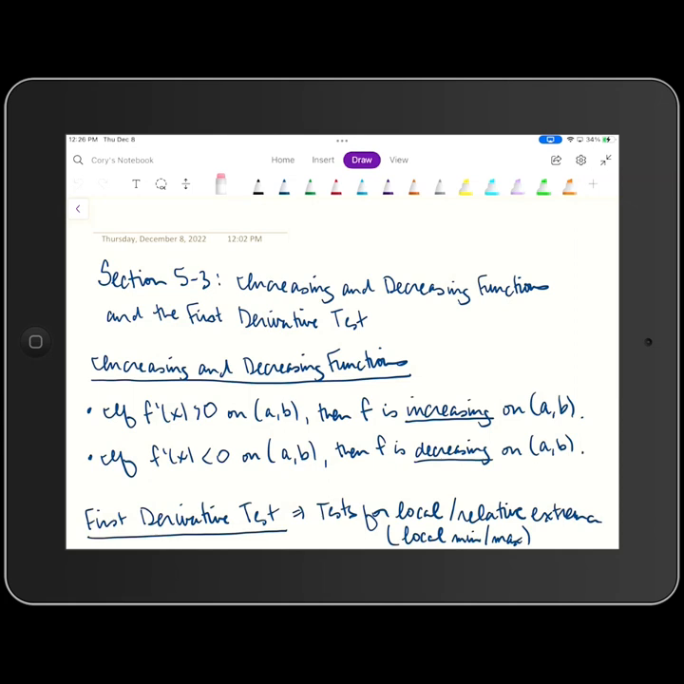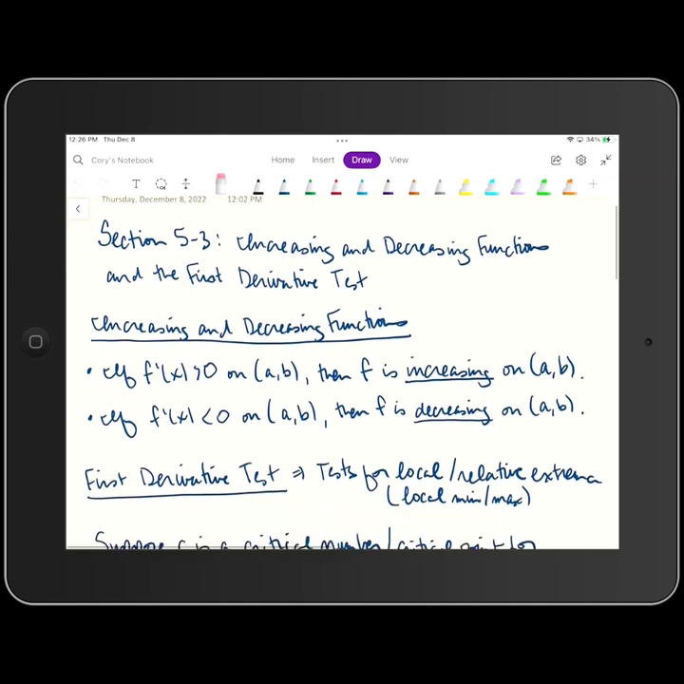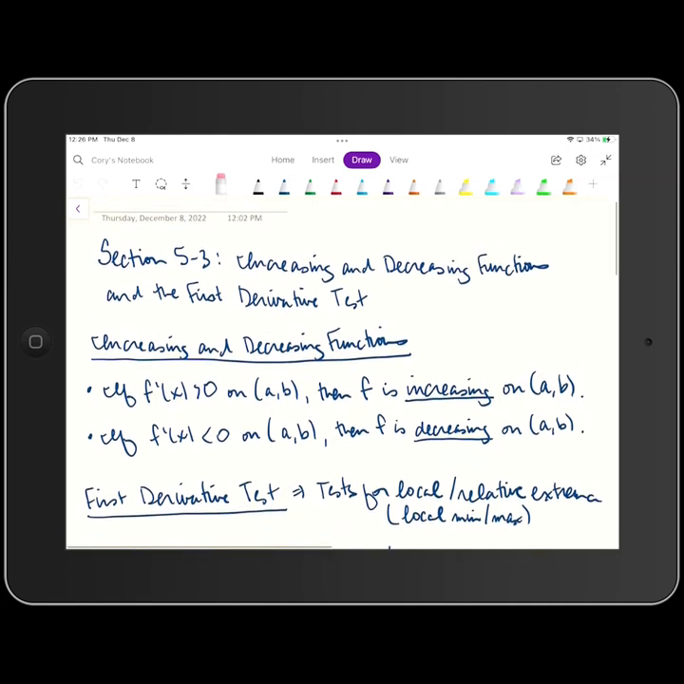So we're moving ahead in chapter 5, moving on to section 5-3, which deals with increasing and decreasing functions and the first derivative test. So we've talked about increasing and decreasing functions earlier in the school year. We're just going to do so with a calculus definition now. And then the first derivative test is a really important idea in calculus, which we're going to discuss as well. I'm going to work through 3 examples in this section. The first 2 are going to be on this video, and then the last one will be on the second video that I post.